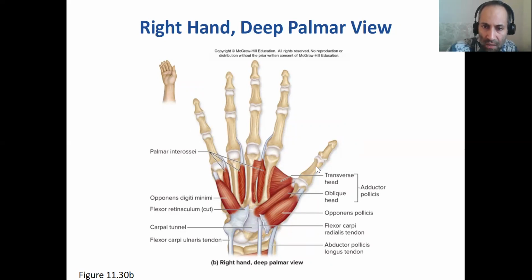So some other muscles in a deeper view of the hand, look at the names. Opponens pollicis causes your thumb to be opposable like this, right? We have opposable thumbs. All primates have opposable thumbs. And then we talked about these ones, flexor carpi radialis muscle, its tendon, abductor pollicis longus, one of the thumb abductors that you can see here, right? Here's the carpal tunnel. The median nerve passes through here, right?